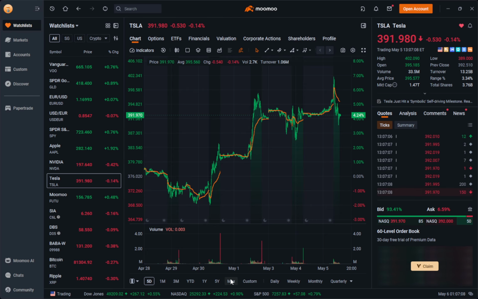A pro tip here, always check multiple time frames before placing a trade. A setup that looks great on a 1-minute chart can look very different on the daily.